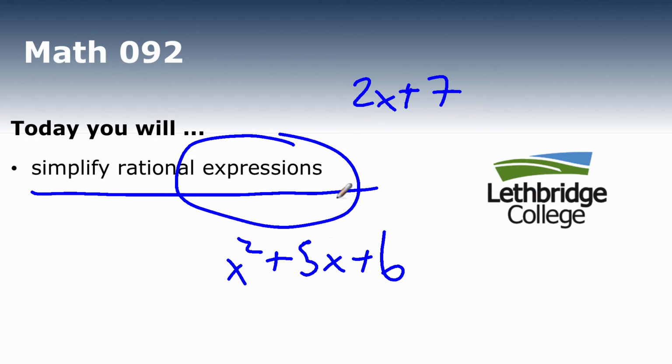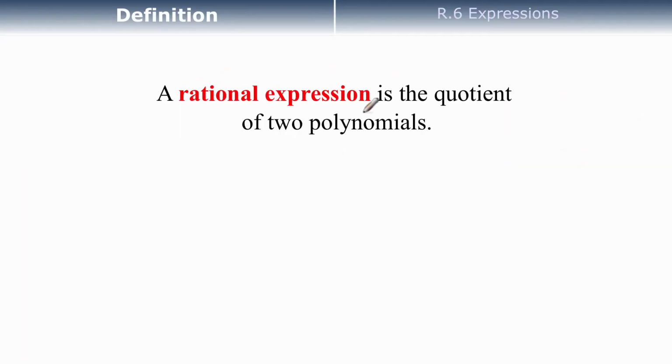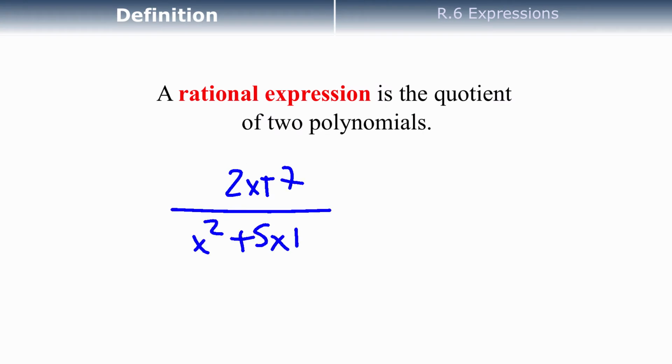These look pretty simple, but we'll look at some questions where I need to simplify. Keep in mind that it's not an equation, right? And there's things that you can do with an equation that you can't do with an expression, and maybe vice versa. I don't know about vice versa, but they're separate things. So a rational expression by definition is just the quotient of two polynomials. So if I took those two polynomials that I did on that last page, 2x plus 7 divided by x squared plus 5x plus 6, there's an example of a rational expression.